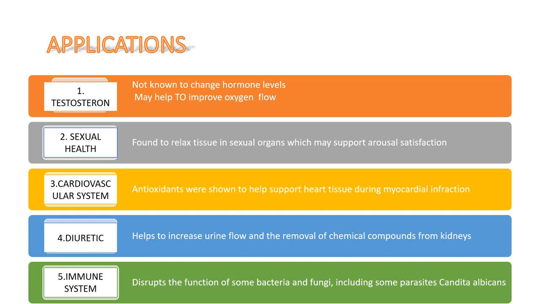And the third one is the cardiovascular system, because antioxidants were shown to help support heart tissue during myocardial infarction. And the fourth one is diuretic, because it helps to increase the urine flow and removal of chemical compounds from kidneys. And the fifth one is the immune system. It disrupts the function of some bacteria and fungi, including some parasites.